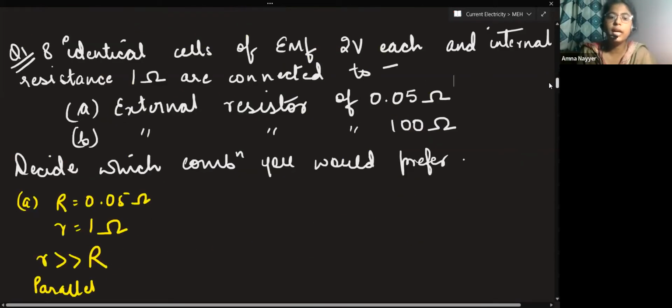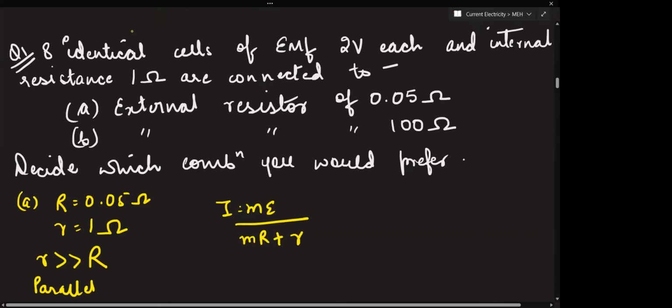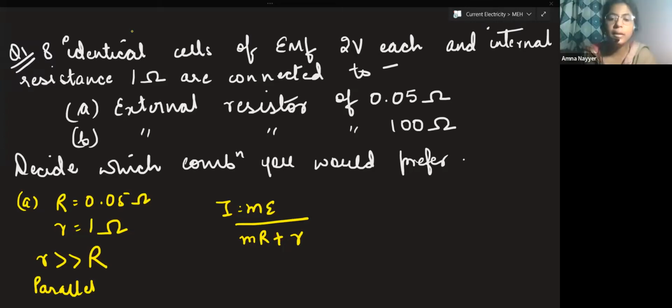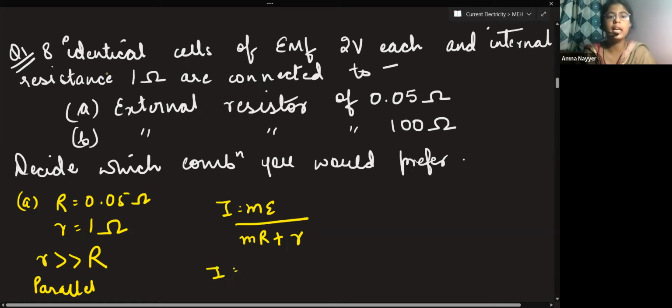So I is equal to ME divided by MR plus small r. All right, so ME divided by MR plus r. Now let's put the values. M is 8, the number of identical cells given is 8. So 8 into EMF, which is 2. MR means 8 into capital R, that is 0.05, plus small r's value.